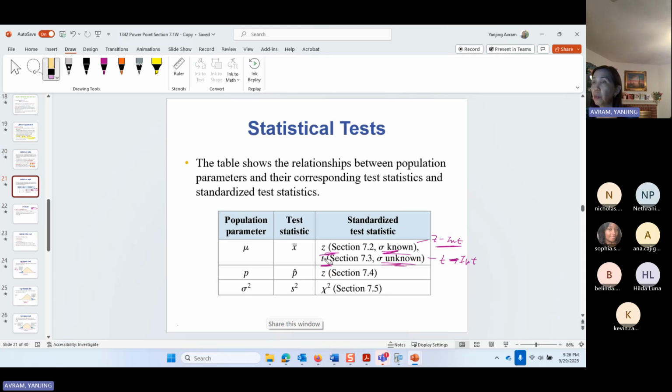All right, so this one is pretty similar. If sigma is known, when sigma is given, you're using the Z test, okay? In chapter 6, we used the Z interval. In chapter 7, you're using the Z test if it's a hypothesis test. When sigma is unknown, in chapter 6, we used the T interval. In this chapter, we're using the T test, okay? And we're going to ignore the chi-square test later on, okay?